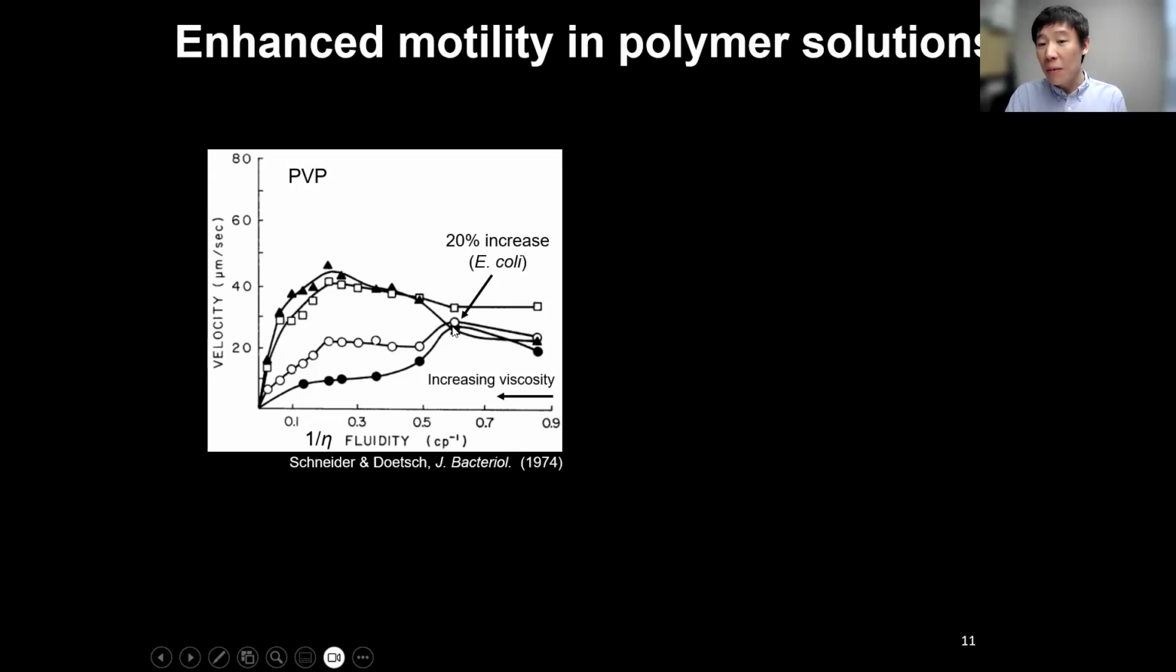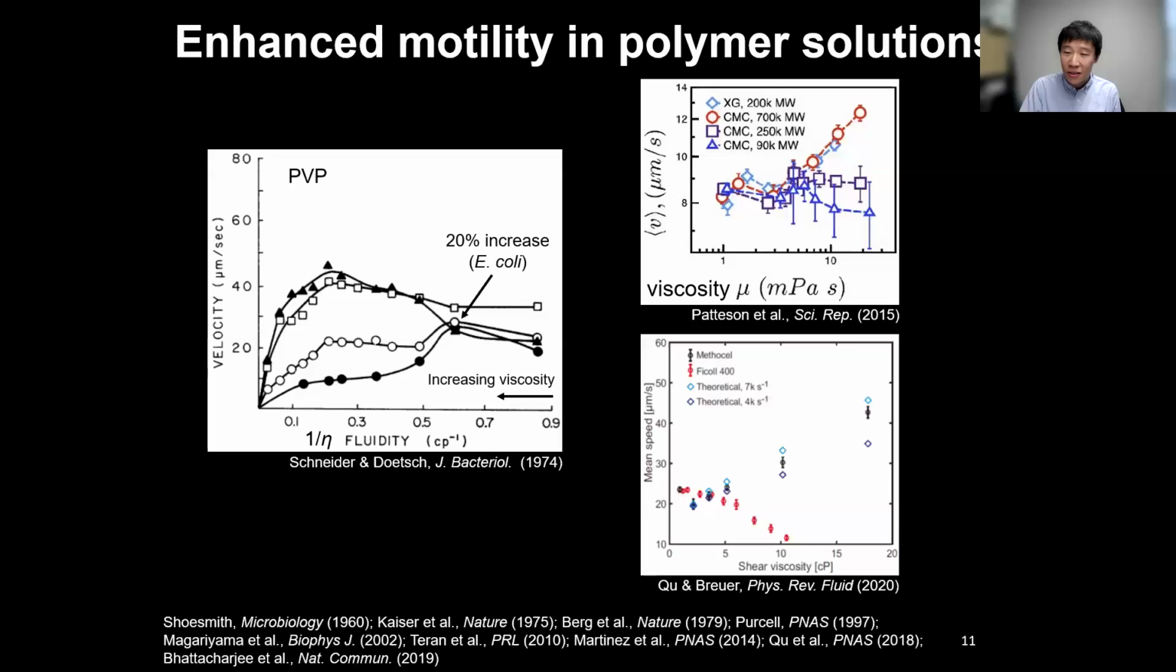And then when you add a lot of polymer in, of course, the solution becomes really gooey, and then they slow down. So you can see the decrease of speed at later time. Following that work, over the last 60, 70 years, there are many, many studies. I only list a sub-list of the papers here and some recent studies. As you can see, all those studies show that when you increase the shear viscosity of the solution, the speed of bacteria swimming goes up.